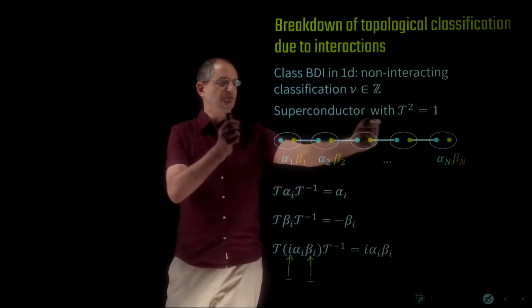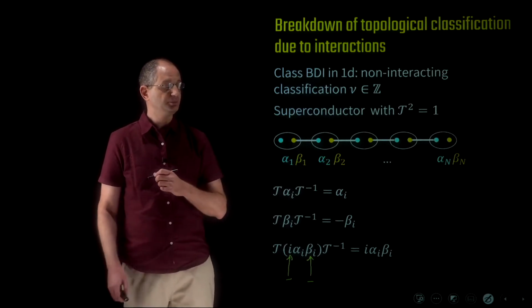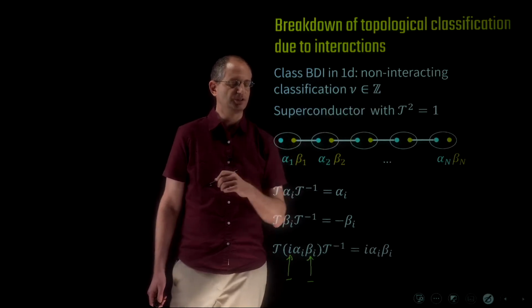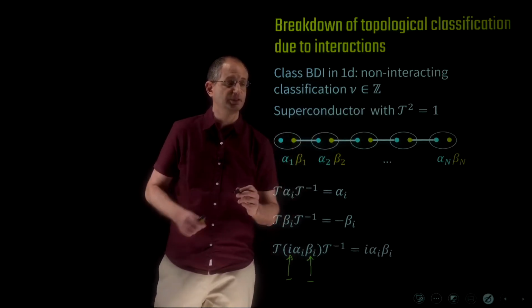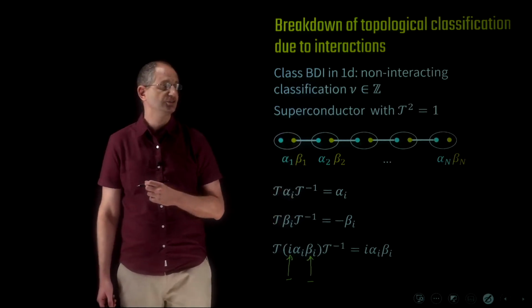Okay, so now we'll generalize this problem. We'll add more degrees of freedom and also potentially add quartic and higher order terms that describe interactions between electrons along this chain and ask what happens to the classification of topological phases.